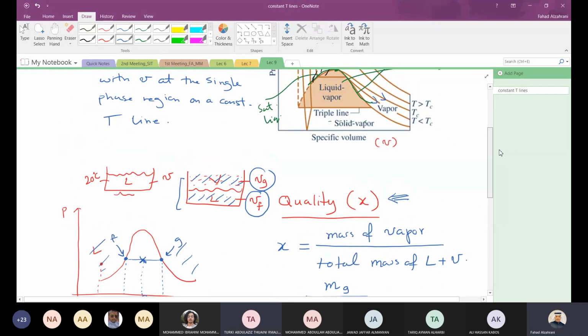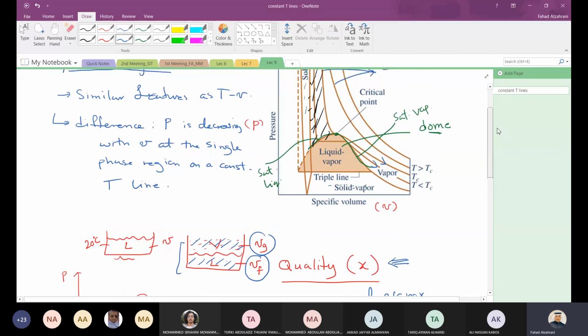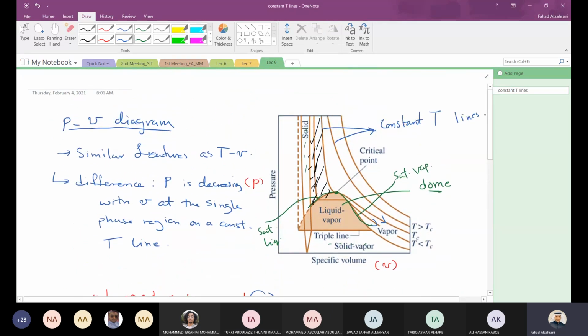Shabab, if you don't understand something, please ask. As I said, this is very important for the rest of the course. You need to understand these 5 different states. You need to understand the quality. What does the quality mean? How can we find the properties in a saturated mixture region? These are very important.